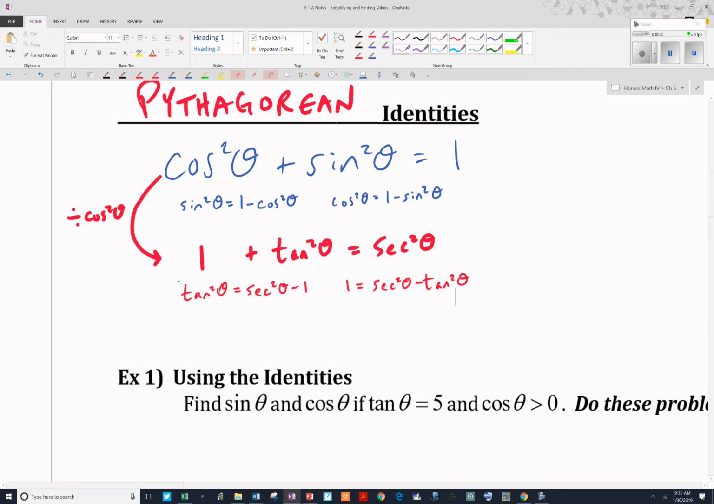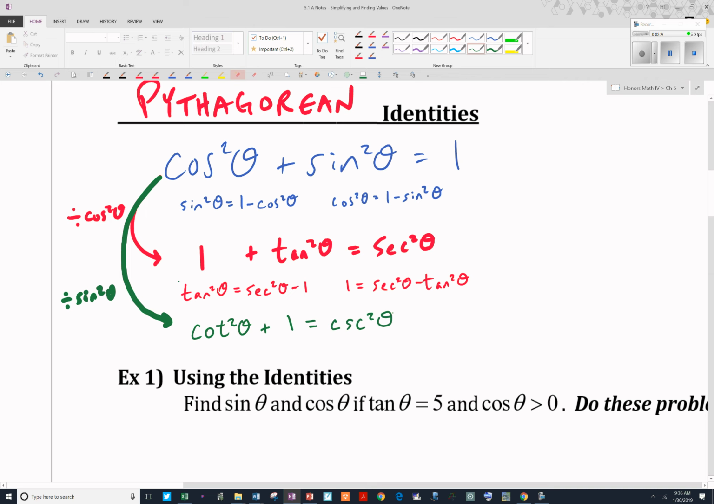Our third identity would come from dividing the first identity by sine squared. If we divide that by sine squared, we're going to have cosine squared over sine squared, which is cotangent squared. And then sine squared over sine squared is 1. And then 1 over sine squared is cosecant squared. So really, what you need to do is memorize this guy right here, which I think is pretty easy to do, and then just know how to get to the other two. You don't have to necessarily memorize those, okay? Nor do you really need to memorize all the other ones that we're writing underneath. You just need to recognize the three major ones in their different forms.